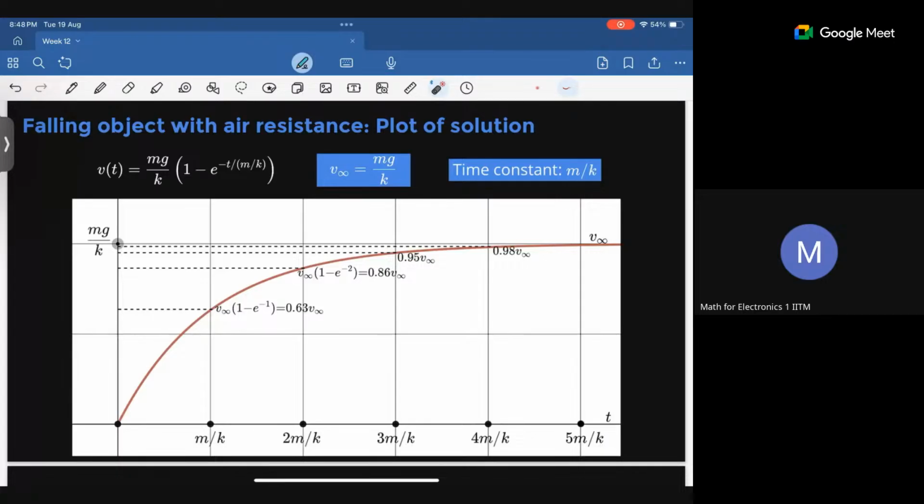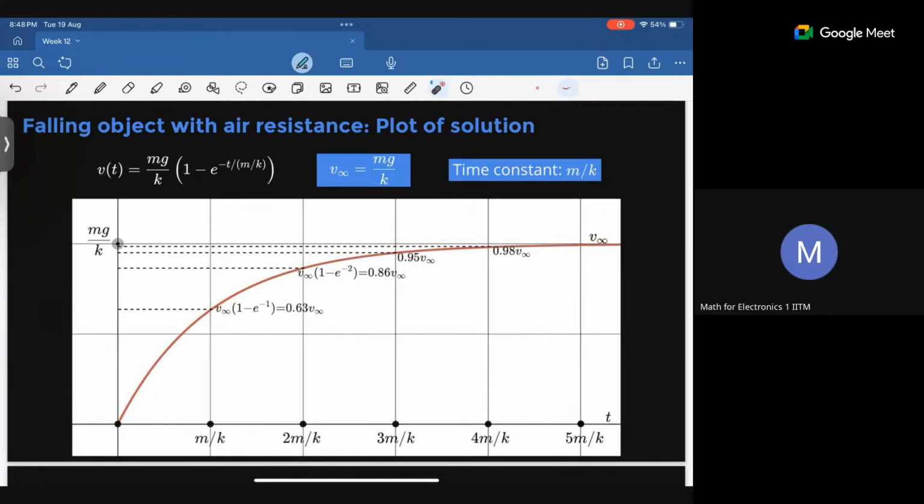So v infinity times 1 minus e power minus 3 is nothing but 0.95. So within 3 time constants, it will attain 95% of its maximum speed. Then it will slowly reach v infinity. And if you plot, this is how the plot looks for velocity.